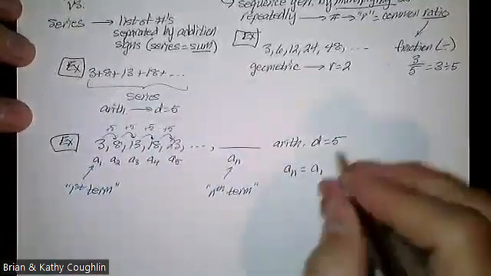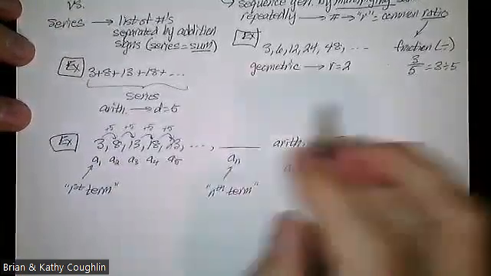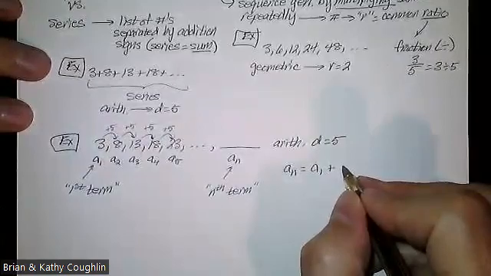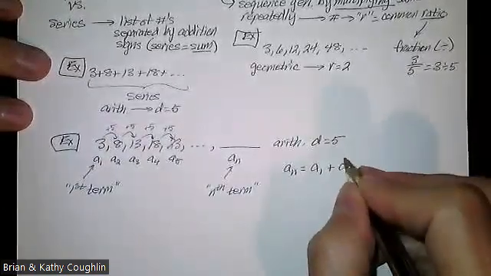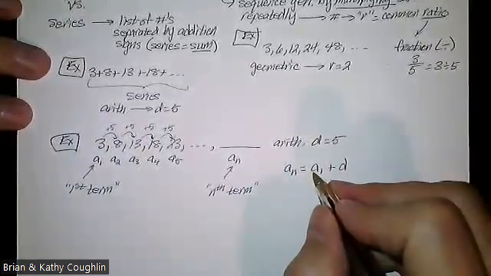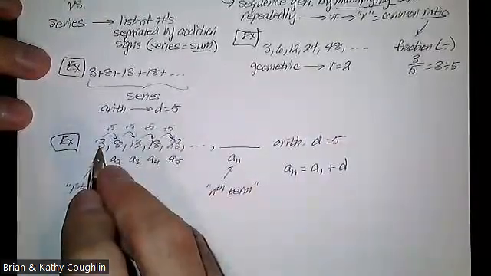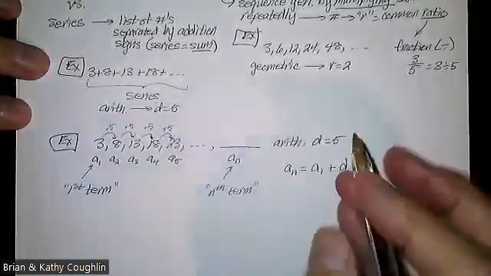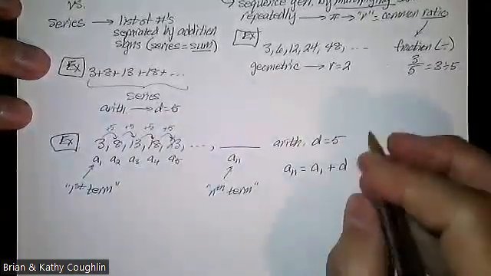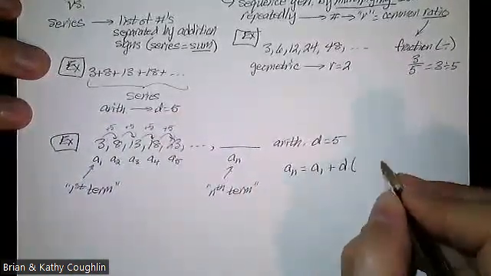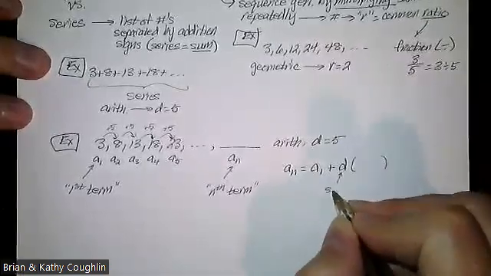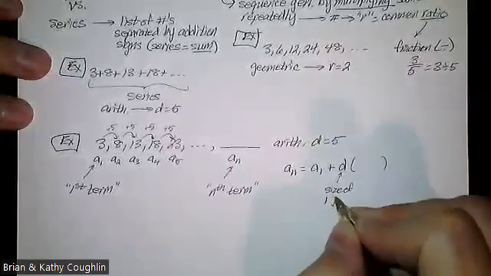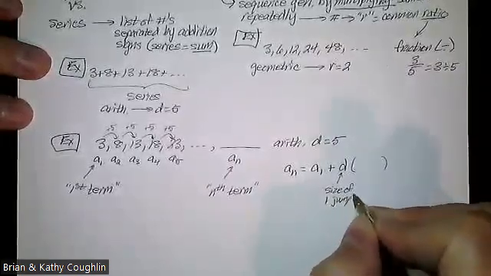Does that make sense? Then you're going to add something else. We have to add 5 a certain number of times. In this case, D, which is 5. So you take A1, which is the starting term, and then you add whatever the common difference is over and over and over. So we're going to add D, but the question is how many times? This is going to be the size of one jump, quote unquote.